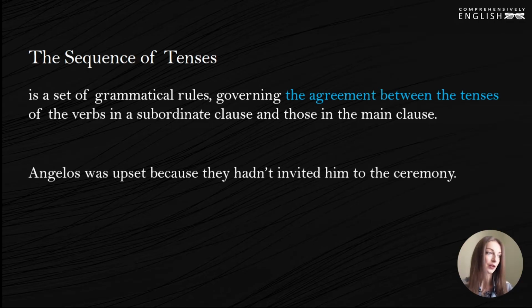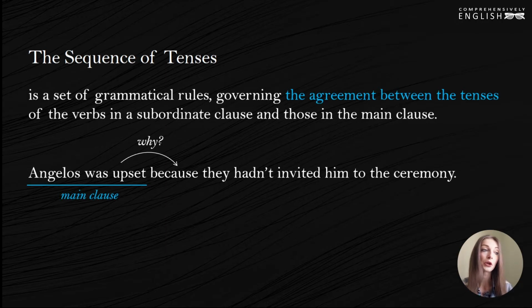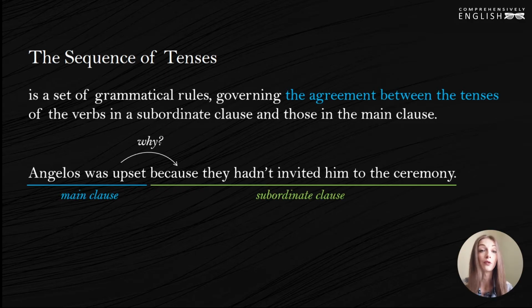Let's look at this sentence, for example. Angelus was upset because they hadn't invited him to the ceremony. We see that there are 2 subjects and 2 predicates in this sentence, so we can say that there are 2 clauses, the main clause and the subordinate clause. So Angelus was upset. Why? Why was he upset? Because they hadn't invited him to the ceremony. "Angelus was upset" is the main clause, and "because they hadn't invited him to the ceremony" is the subordinate clause of reason.